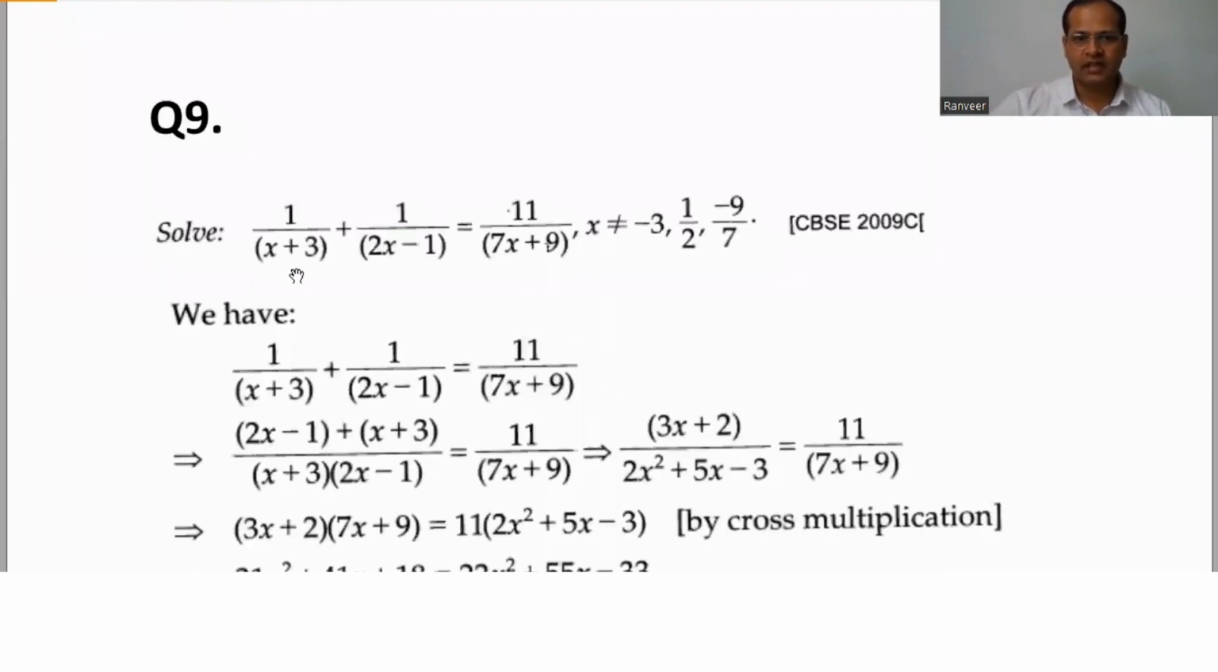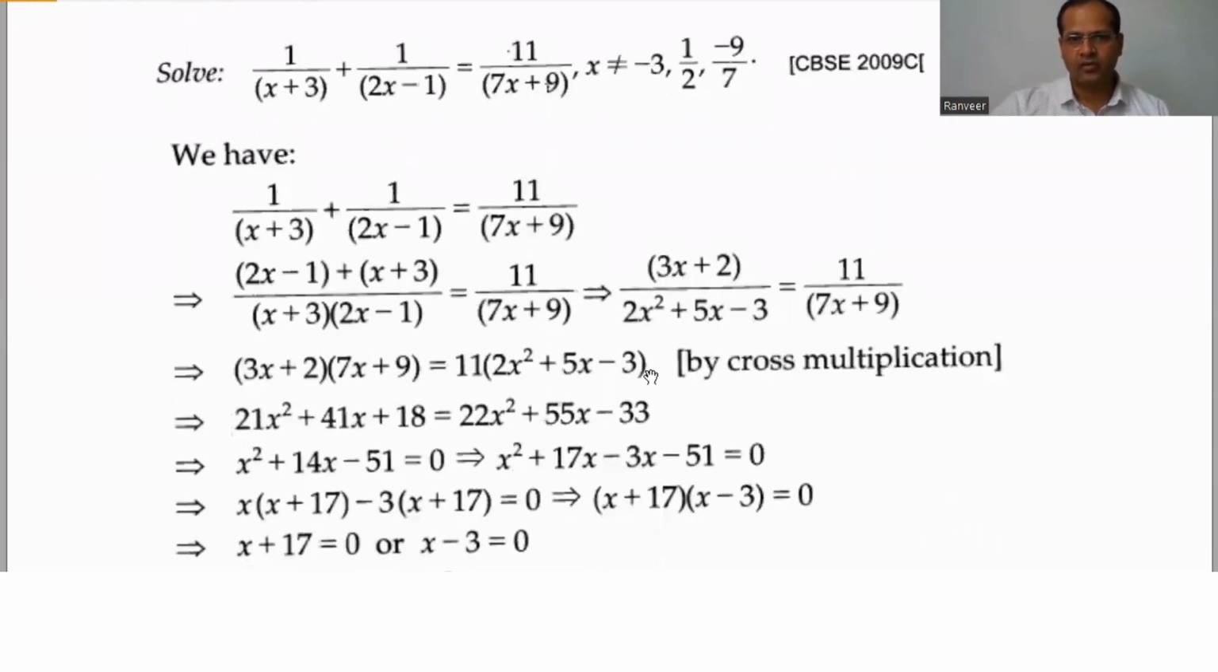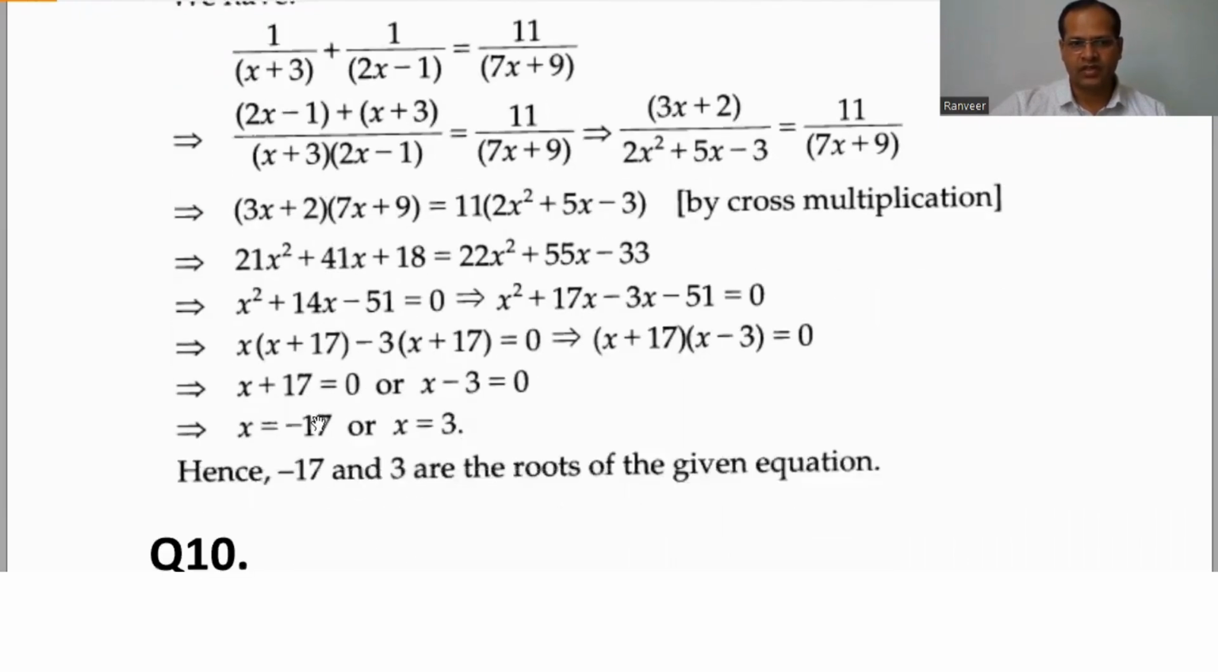Here also it is the same thing, just take the LCM and solve. So for your practice purpose, I kept this problem. Just solve it and cross verify. The answer will come minus 17 and x equal to 3.